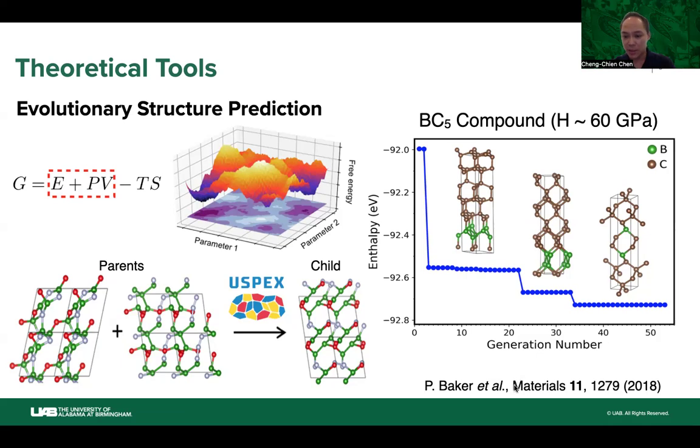On the right-hand side, I'm showing this example, again a collaboration with Professor Vohra's group, on studying a superhard BC5 compound. Here, as a function of the number of generations in the evolutionary search, we see that the enthalpy becomes lower and lower. At roughly 40 generations, the calculation converges to an orthorhombic BC5 structure. We also further compute the hardness value of this structure, which comes out to be roughly 60 GPa, again in good agreement with the experiments.